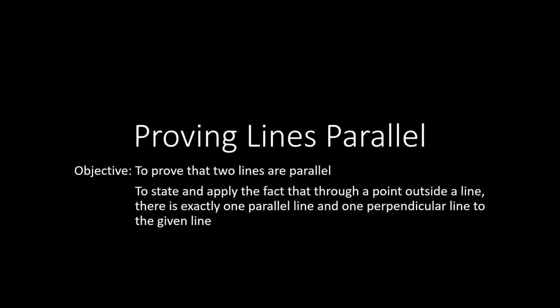In this lesson, we will learn how to prove that two lines are parallel, as well as to state and apply the fact that through a point outside a line, there's exactly one parallel line and one perpendicular line to the given line. Now in the last lesson, we learned 4 different properties of parallel lines. And this lesson is pretty much the same thing that we just did. So if you understand the last lesson, this lesson should fall into place pretty quick. Because all we're doing is we're dealing with the converse of those properties.